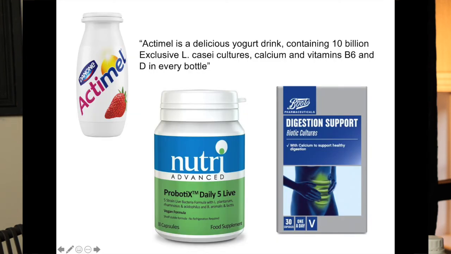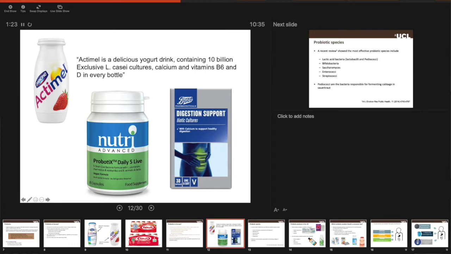No. There are two other examples on the screen. Nutri Advanced Probiotics. Okay, that's very close for me to the word probiotics, and I'm surprised that they got away with that. I would have thought any consumer looking at that product could be easily misled, but obviously it's permissible because it wouldn't be on the market otherwise. And then Boots Pharmaceuticals had a product called Digestion Support Biotic Cultures. That's pretty close to probiotic as well, isn't it?